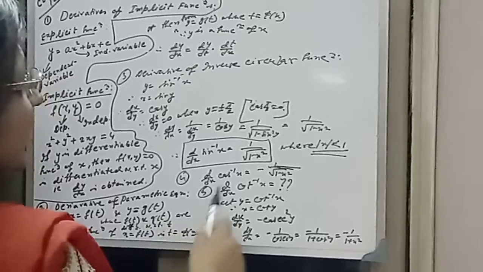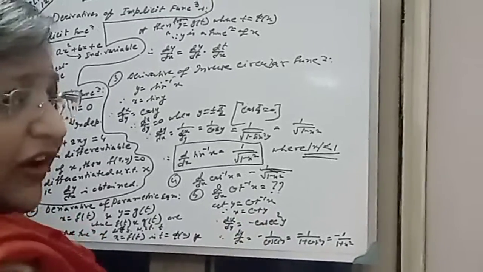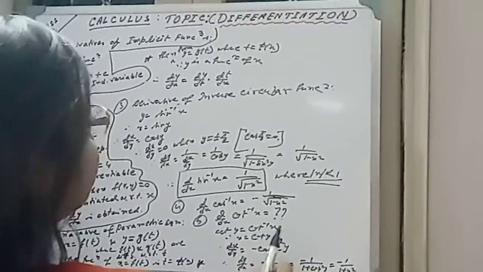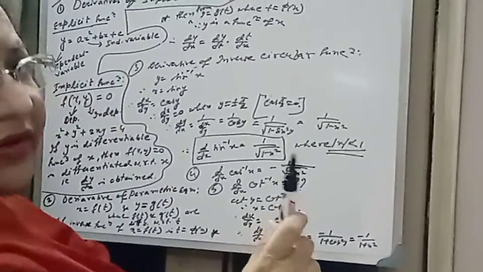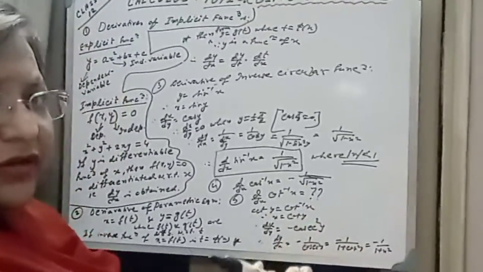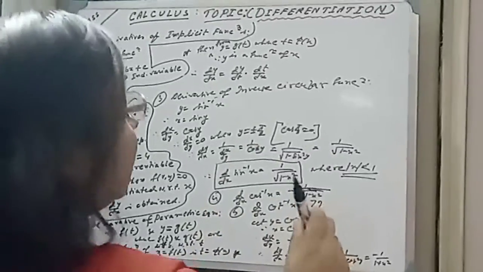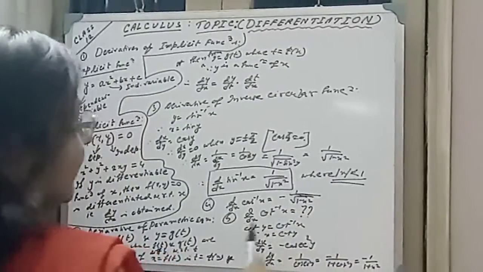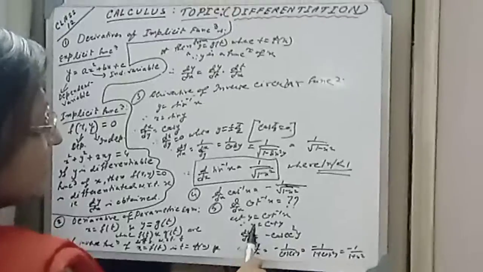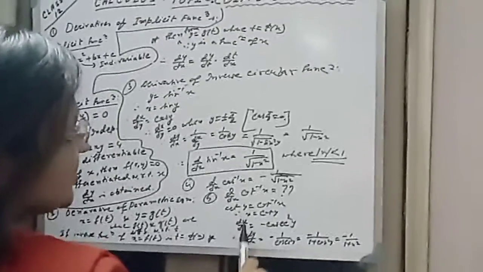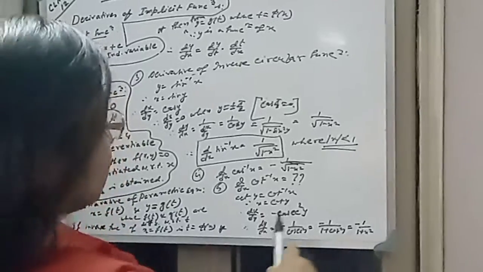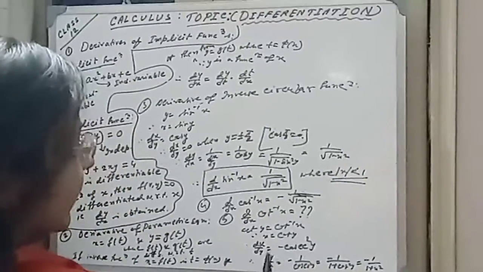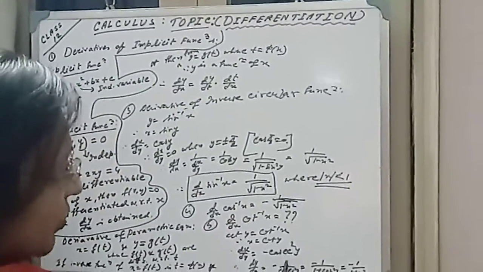Now, next is the derivative of cot inverse x. How to find the derivative of cot inverse x? Different methods are there. I am showing you one method. In the book you will get another method. I explained the second method in the PDF file also. Now let y equals cot inverse x, so x is equal to cot y. So dx/dy will be the derivative of cot y, which we know is minus cosec square y. So dy/dx is minus 1 by cosec square y.